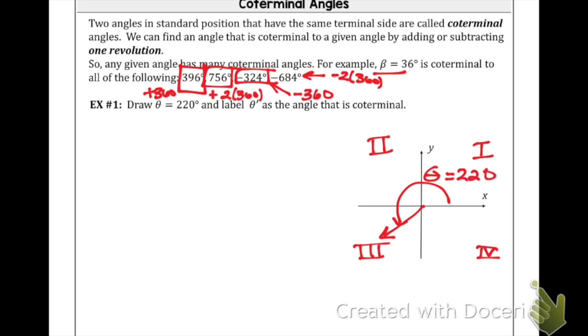All right, so let's come up with one coterminal angle. So I'm going to do theta prime. We could do 220 plus 360, which would get me 580 degrees.